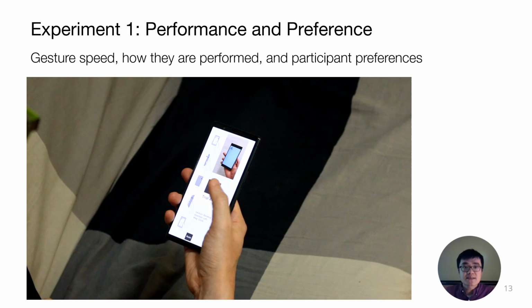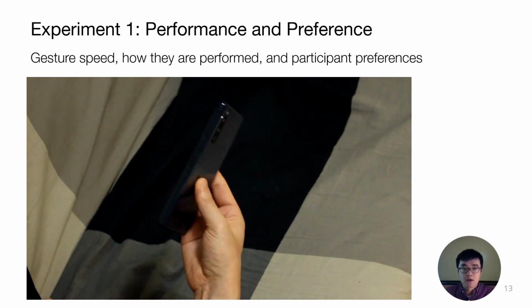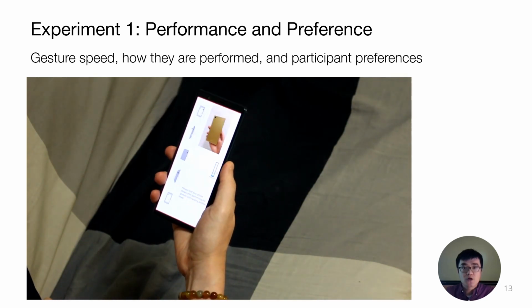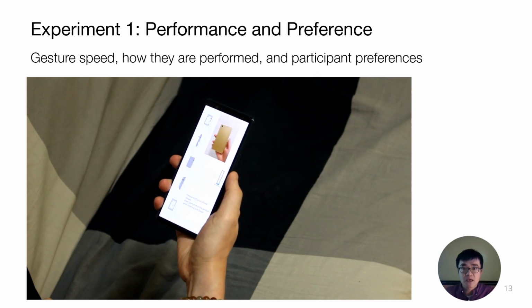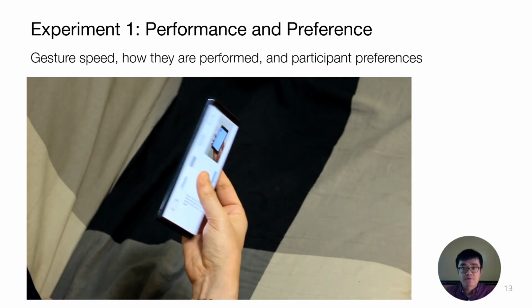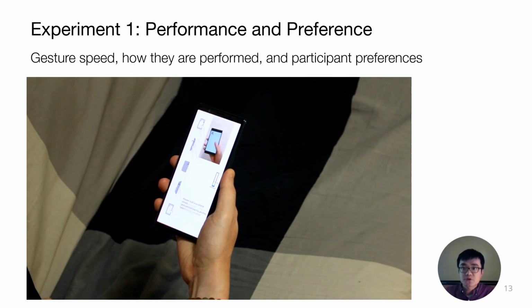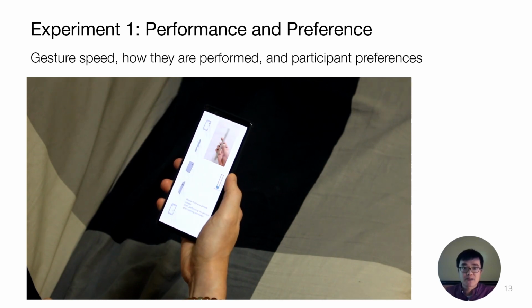Next, we conducted a user study to determine the gesture speed, how participants perform the gesture, and their preference. They were asked to run the study with their own phone on an Android experiment app. During the experiment, they watch a series of sketches and a GIF image for the task, and perform the gesture. We measure the gesture time and 4 other subjective ratings.